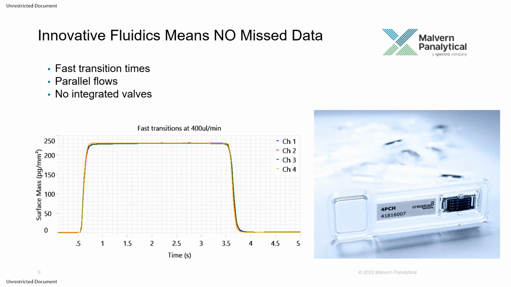So there are no integrated valves in our system. This allows our instrument to capture really fast transition times, especially when you're working with fragments, where you're used to seeing really fast on and fast off interactions. We can also capture really weak binders, in the micromolar, high micromolar, and millimolar range of binding affinity.